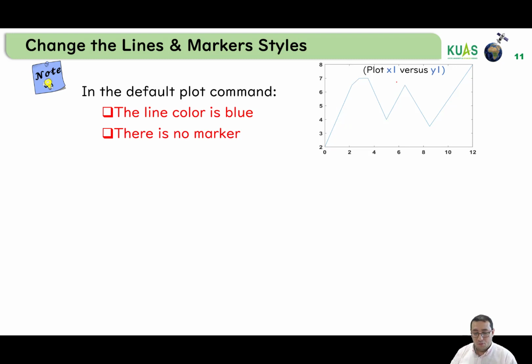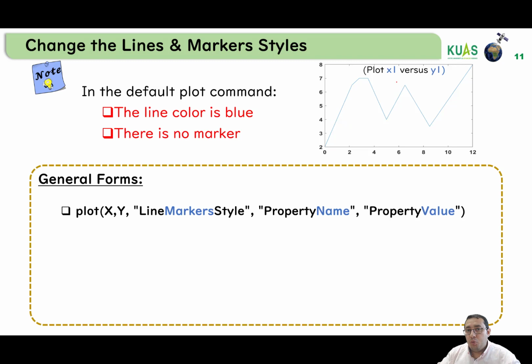Okay. But what if we need to advance the figure or change the style for the line and the marker? For example, this is the very general form. And here we have plot x, y. This is what we already know. And we have the first part, which is the line and marker style.